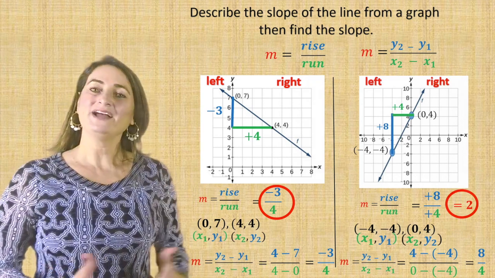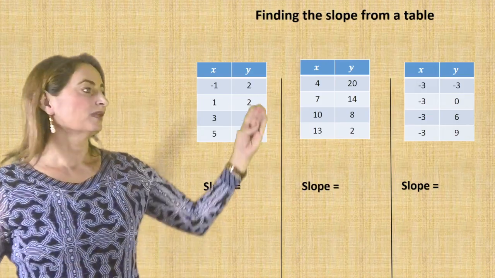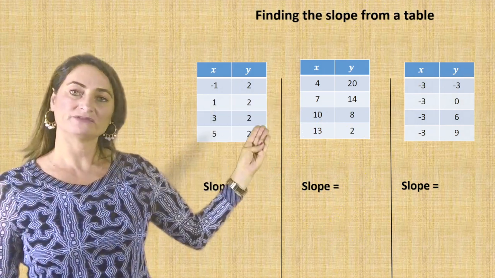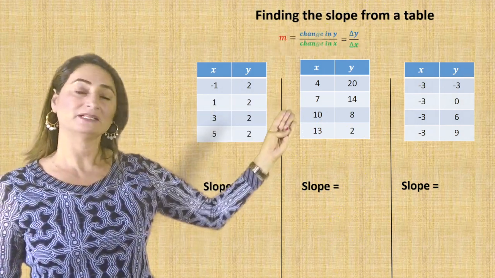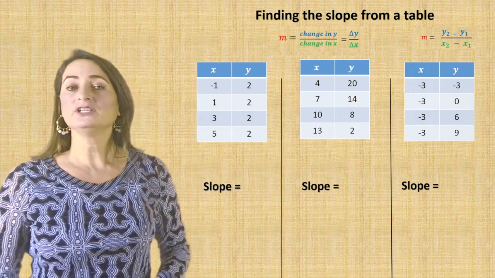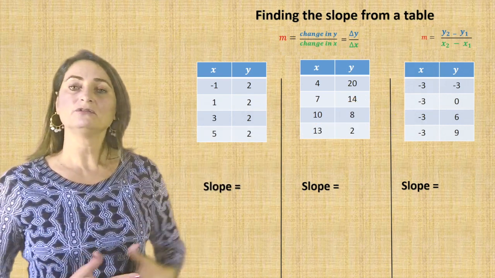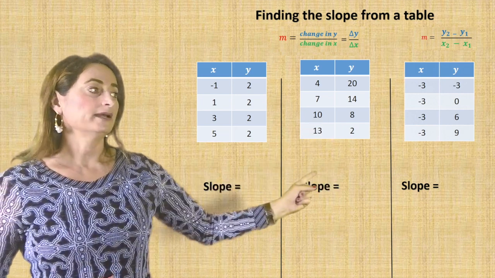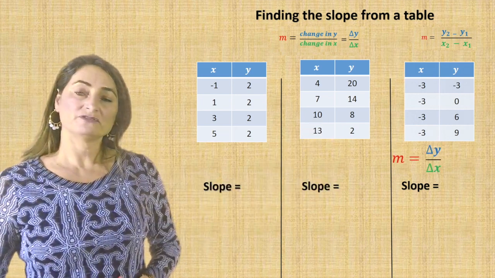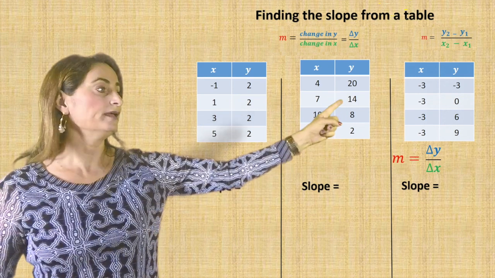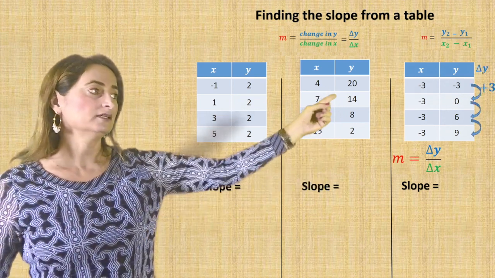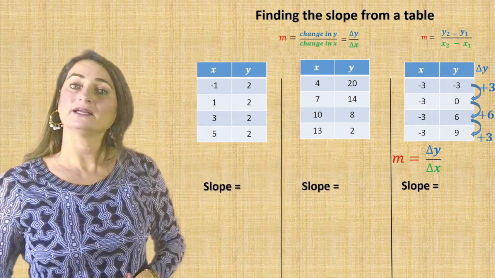Now finding the slope from a table, choose either of those 2 equations: the change in y divided by the change in x, or delta y divided by delta x, or the change in y as y2 minus y1 over x2 minus x1. The first table, write m equals the change in y divided by the change in x. Now find the change in y. How did y change from -3 to 0 to 6 to 9? It's by 3, by 6, and again by 3.